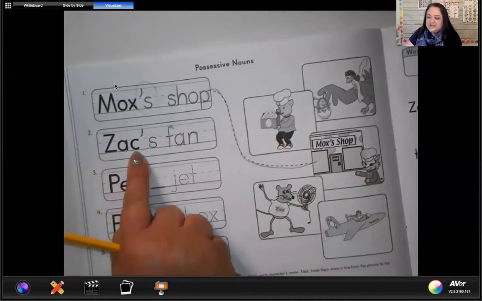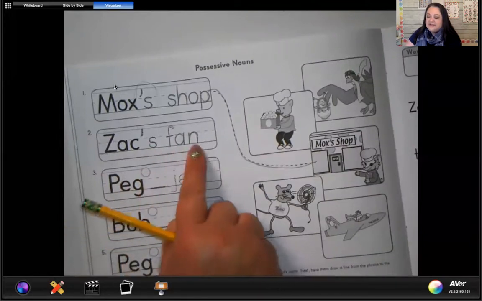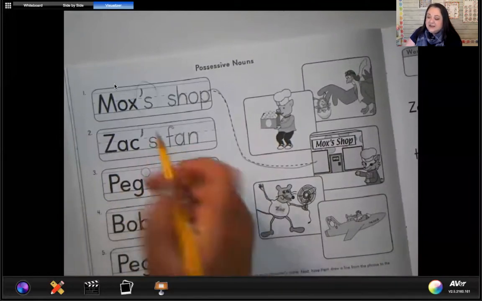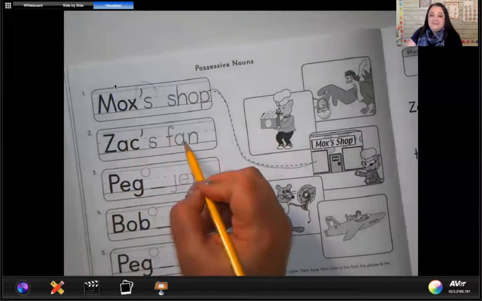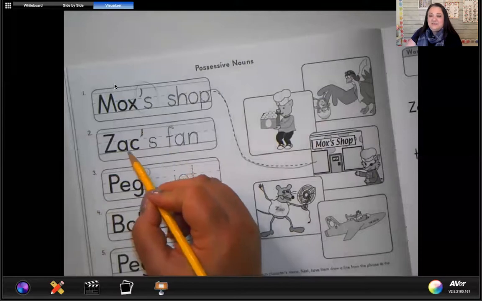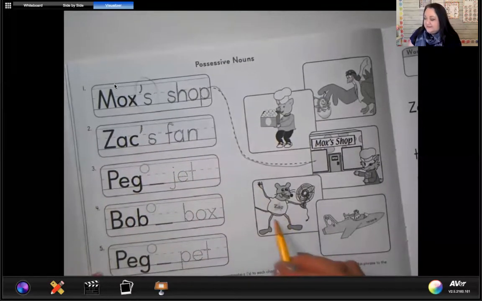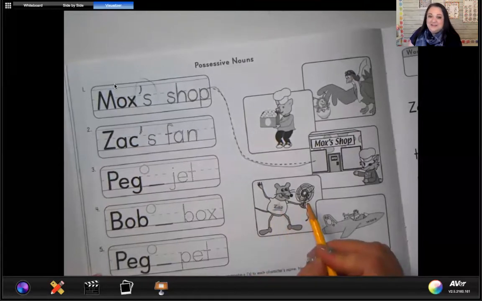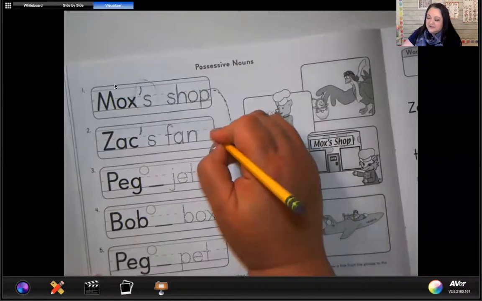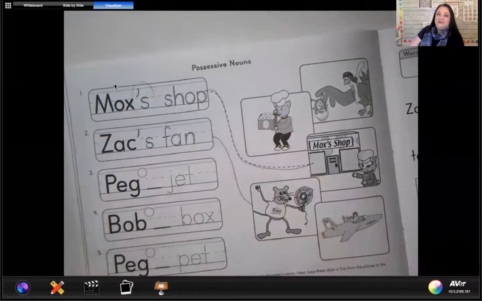Zach's fan. And again, when we add the apostrophe S, it tells us that that fan belongs to Zach. So we're looking for a picture of Zach's fan. Oh, I think this is it. Not only does it give us a clue, his name is on his shirt, but he's holding a fan. So we're going to draw a line from that box to the picture of Zach holding a fan.